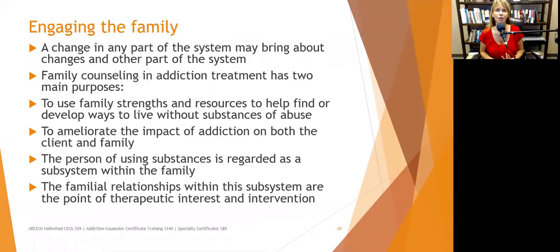Family counseling in addiction treatment has two main purposes: to use family strengths and resources to help find or develop ways to live without substances of abuse. So what are these strengths and resources? Compassion, caring, willingness, financial. There are a lot of resources that we can look at. You can throw all of those resources at people and they can fall flat, because we need to know first, why is the person with the addiction using? Once we identify that, then we can identify what strengths and resources they need to bolster their recovery, and we can figure out which ones the family has. And that's the great place to start.